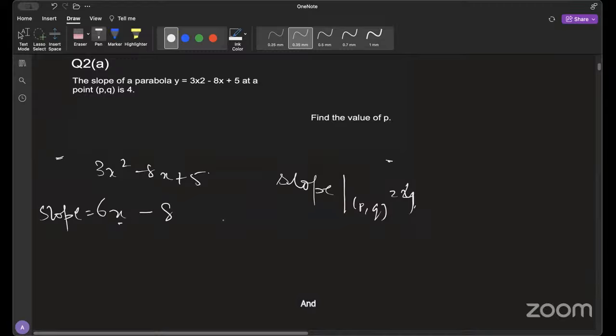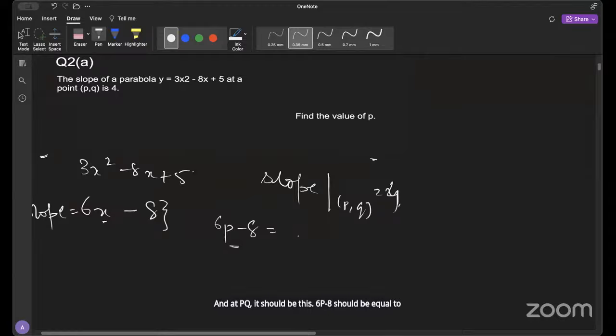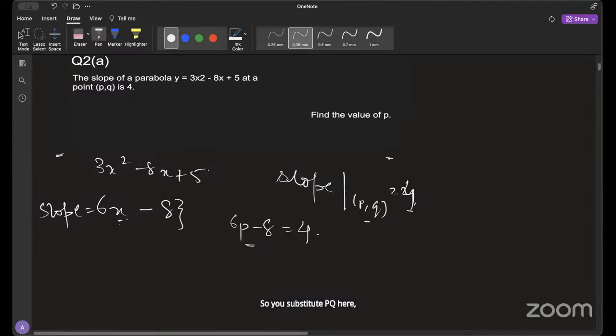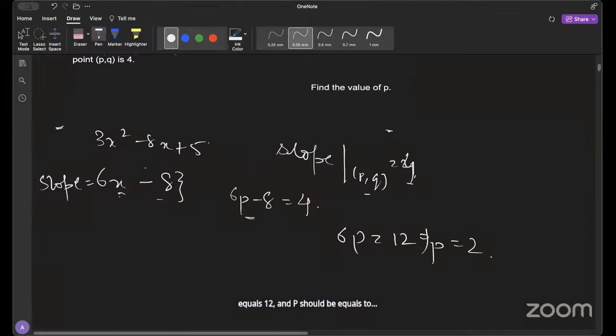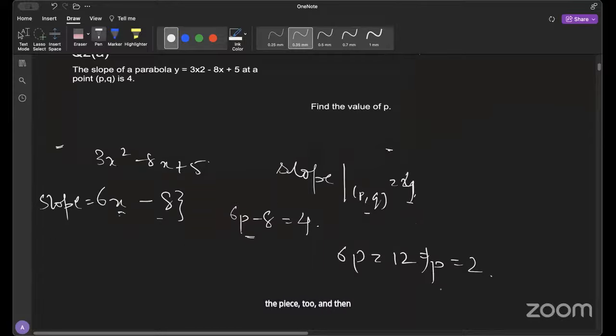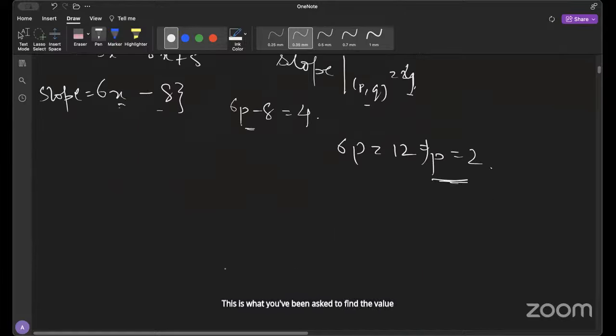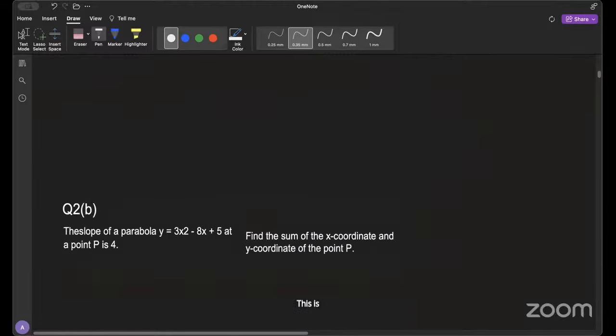And at PQ it will be 6p minus 8, right? So at any random xy it is this, and at PQ it should be this. 6p minus 8 should be equal to 4 because it's given here that at PQ point your slope is 4. So you substitute PQ here. In place of x you put p, and y is not there, so you don't have to put it. This should be 6p equals 12 and p should be equal to 2. So p is 2, and this is what you've been asked to find, the value of p. This is done.